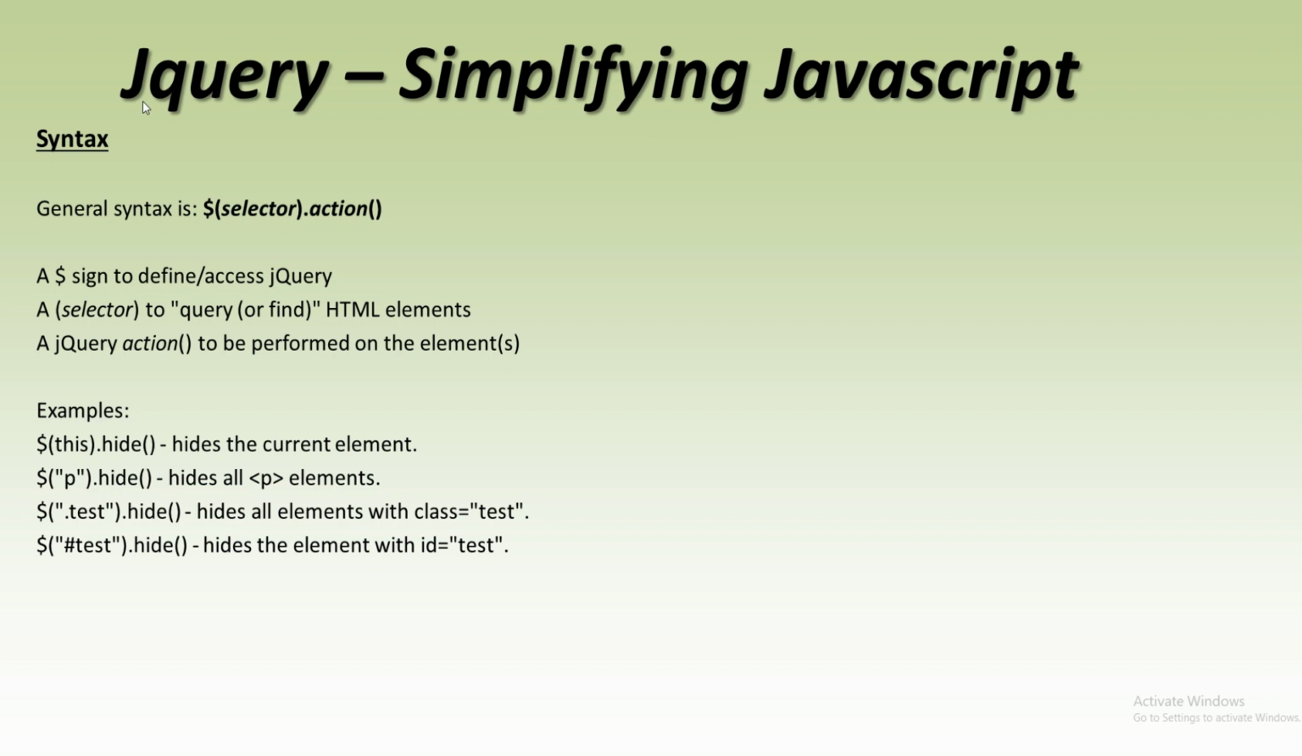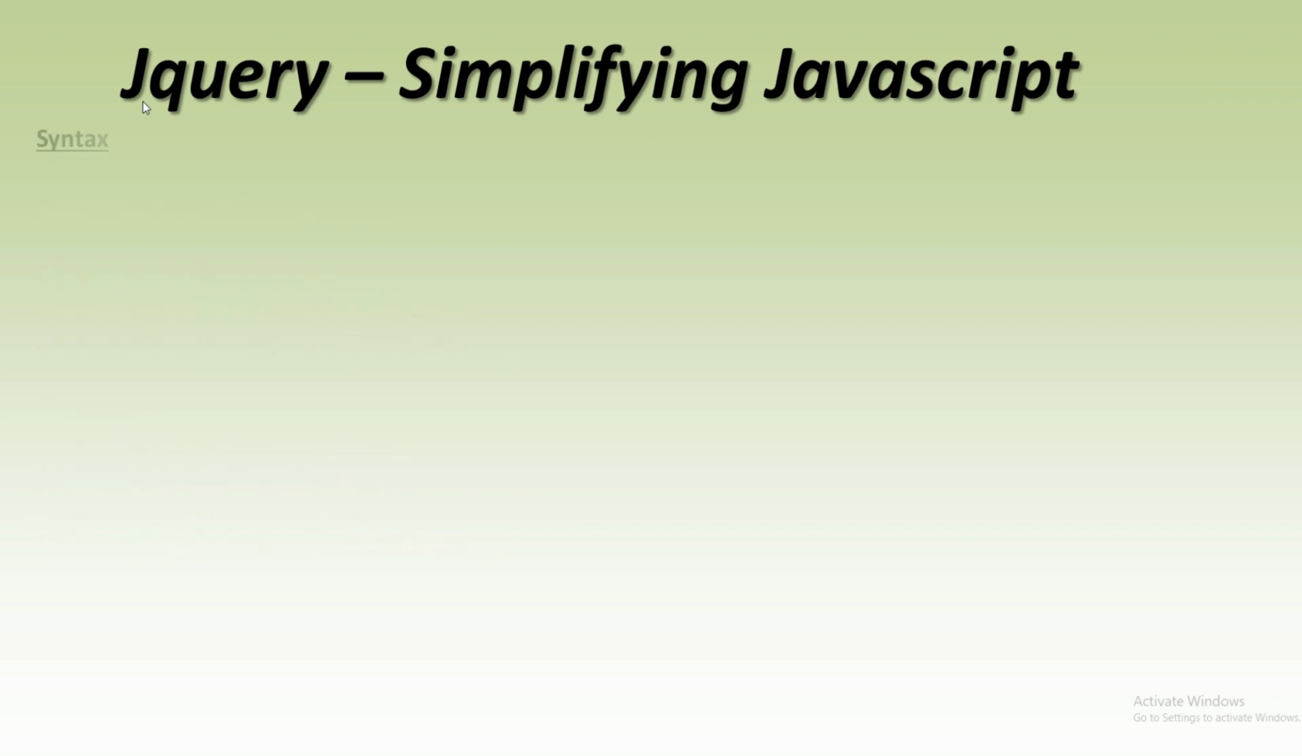So for example, this dot hide refers to the current element, and that hides the current element. P dot hide hides all the paragraph elements. And dot test dot hide will hide all the elements which have the class test. And hash test hides the element with the id test. Okay, so that's how it works.